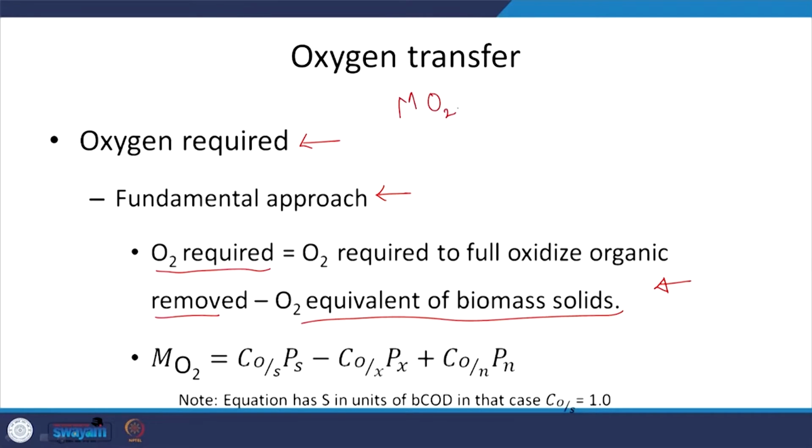So, I need to provide oxygen and I need to know how much, right. So, where does it go? Some of it goes into degrading the substrate. So, I need to know the amount of substrate that is being degraded in the system, right. And for that there will be a certain conversion factor, let us say, which I am representing by COS.